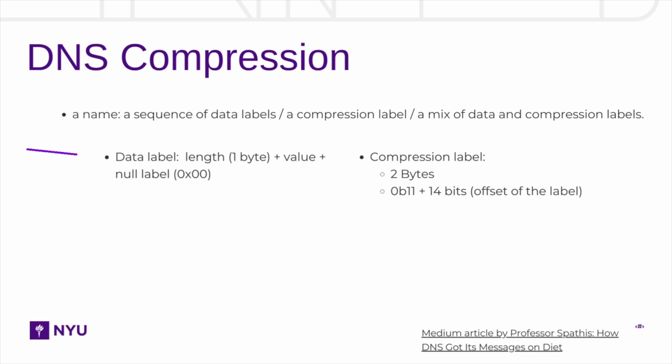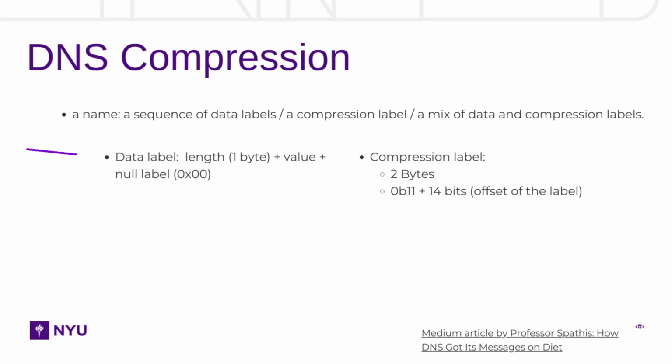DNS compression is used to compress previously existing names to remove duplicates, and thus reduce the length of the DNS messages. This method targets all the names included in the 4 sections of DNS messages, which can be provided either as a sequence of data labels, as a compression label, or as a mix of data and compression labels.